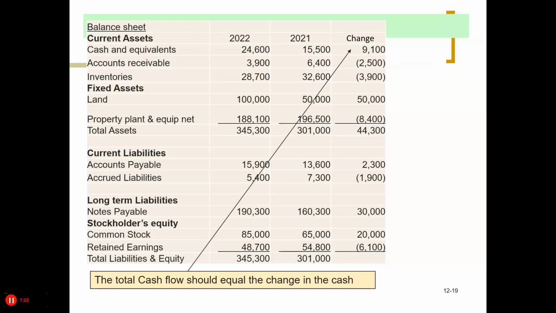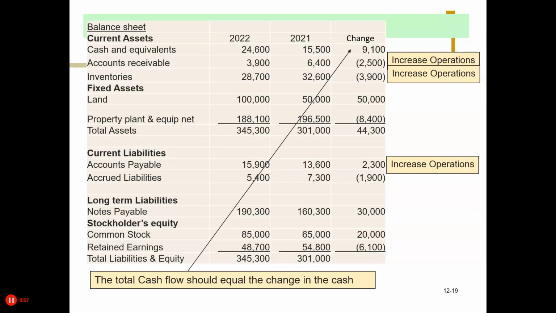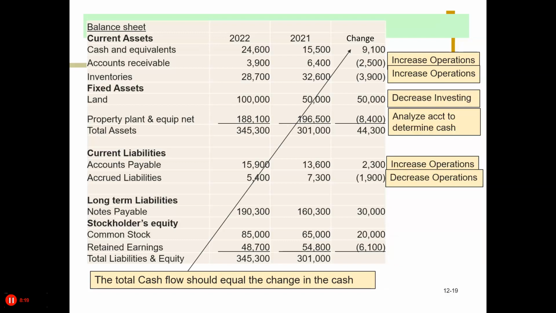Now we're going to go through our current assets and current liabilities. Our accounts receivable went down, so it's going to increase operations. Our inventory went down, so it's going to increase operations. Our accounts payable went up, and they go in the same direction. It's going to increase. Accrued liabilities went down, so it's going to decrease. Now we'll go to investing activity. Our land went up, so that's going to decrease investing. PP&E, we have to first analyze to determine the cash, whether we bought or sold equipment. We'll do that on the next slide.